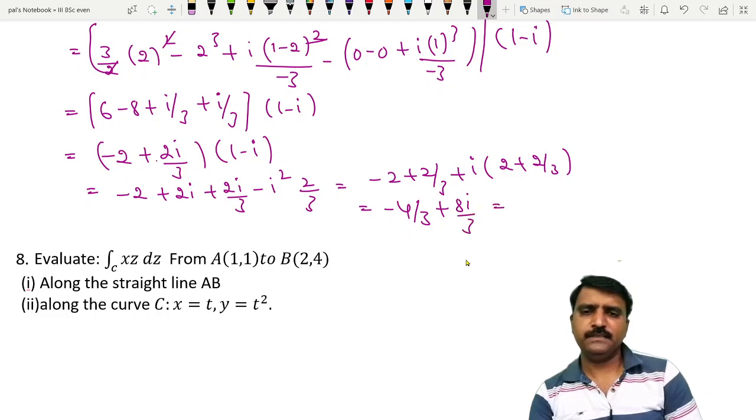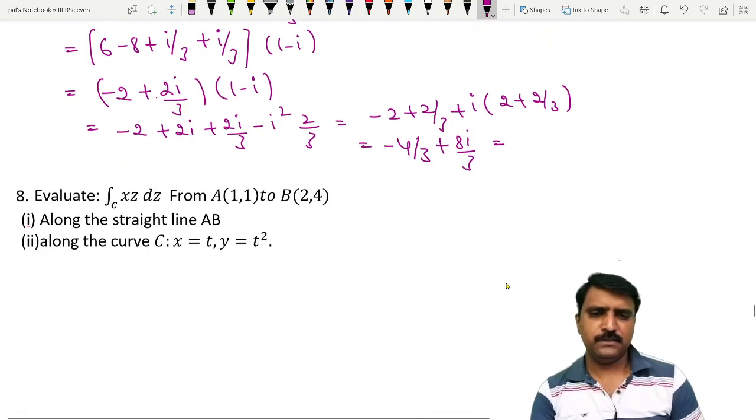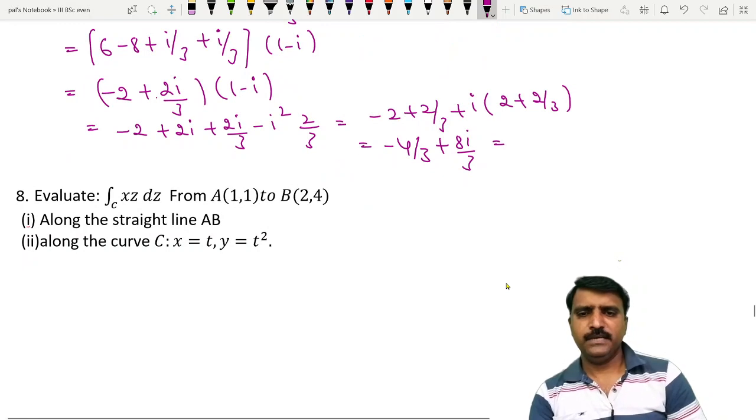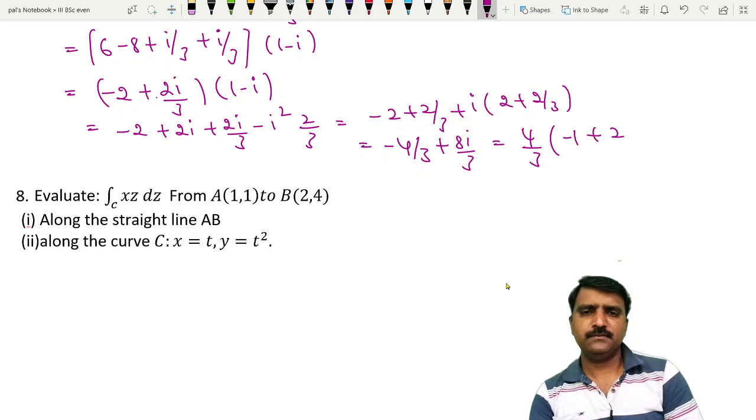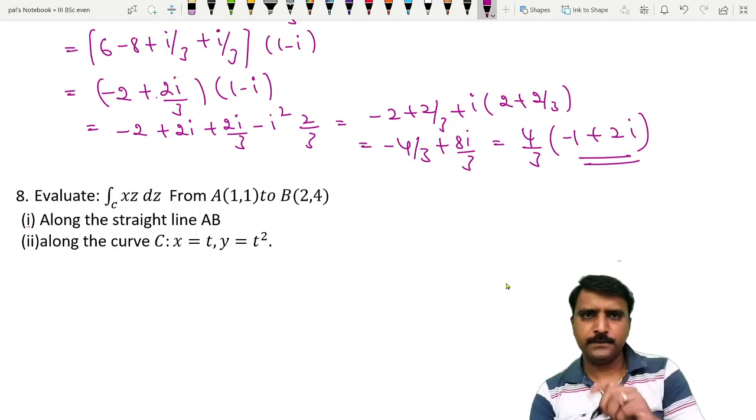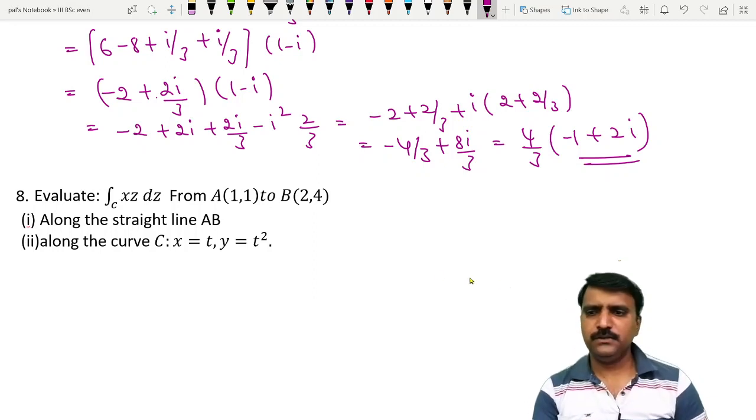Or you can simplify this and write the answer, taking 4 by 3 as the common factor here. It is 4 by 3 into (minus 1 plus 2i). That's all.